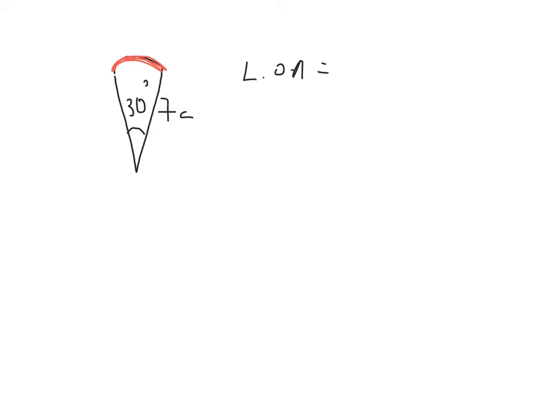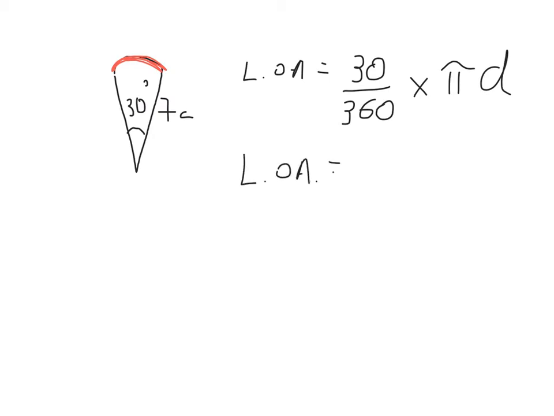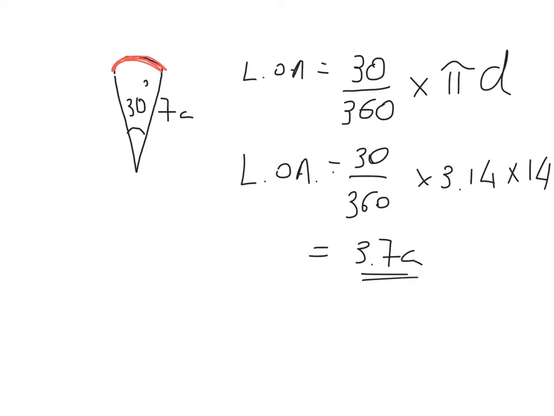Now the full circle is 360 degrees, but we're only looking at a bit of that. How much is a bit? It's 30. So it's 30 out of 360 lots of the circumference of the circle, which is not in your formula sheet. You need to remember that one, and that's C equals pi d. So it's a bit of pi d. So 30 out of 360 times, if we take pi as being 3.14, or hit the pi button, multiplied by the diameter. Be careful, double the radius there, which is 7, and that'll give us 14. So put that into the calculator. And if I were to round that to one decimal place, that would be 3.7 centimetres.